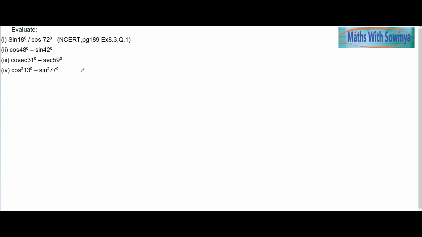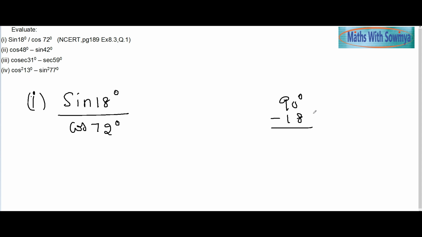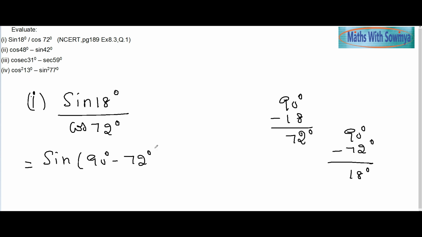This is the question on complementary angles. Evaluate: the first question says evaluate sin 18 degrees by cos 72 degrees. We can do this in two ways. The simple one: first take 90 degrees minus 72 degrees, which gives 18 degrees. So I write sin 18 degrees as sin of 90 degrees minus 72 degrees, divided by cos 72 degrees as it is.